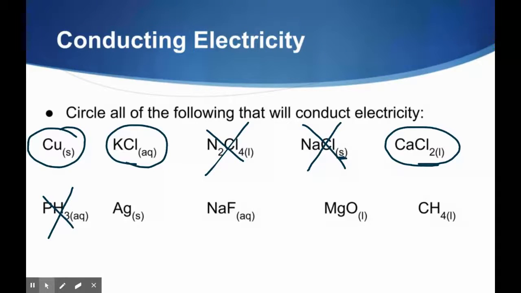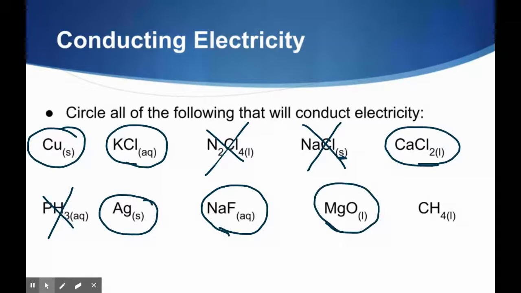Solid silver is a metal, so it will conduct electricity. NaF is an ionic compound and aqueous, dissolved in water. It will conduct electricity. Liquid MgO is an ionic compound, so it will also conduct electricity. CH4 is a covalent compound, so it will not conduct electricity.